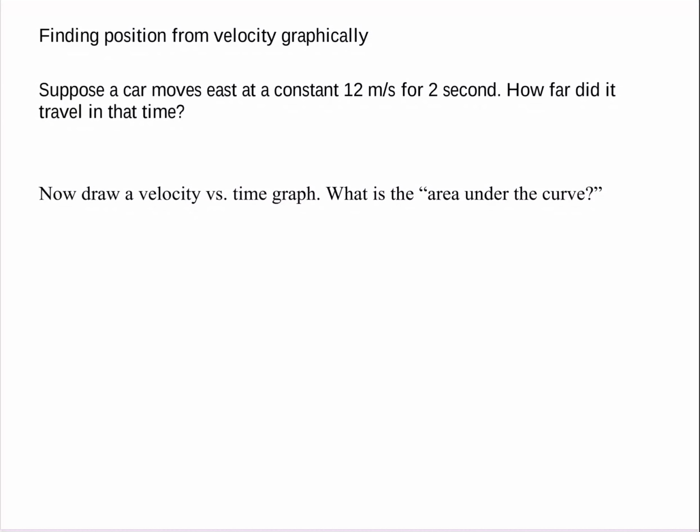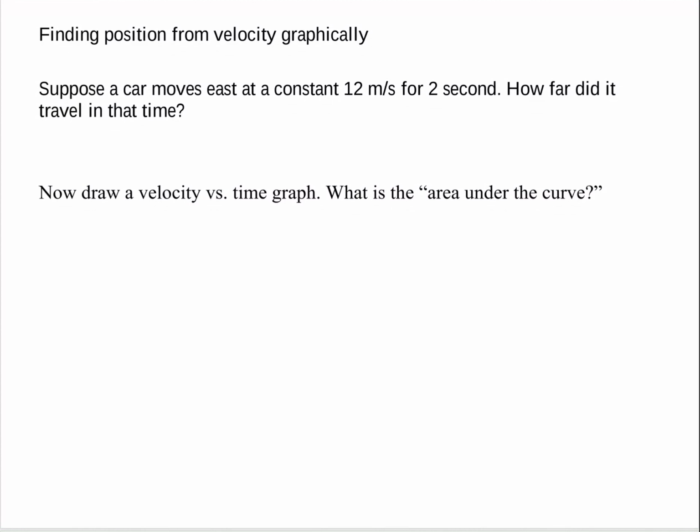So, finding the position from velocity graphically. All right, so suppose a car moves east at a constant 12 meters per second for 2 seconds. How far did it travel in that time? 24 meters. All right, so we already know the answer, 24 meters, right? That's obvious. But now draw a velocity versus time graph. So let's write that answer down first. 24 meters, that was easy. Okay, now velocity versus time graph.